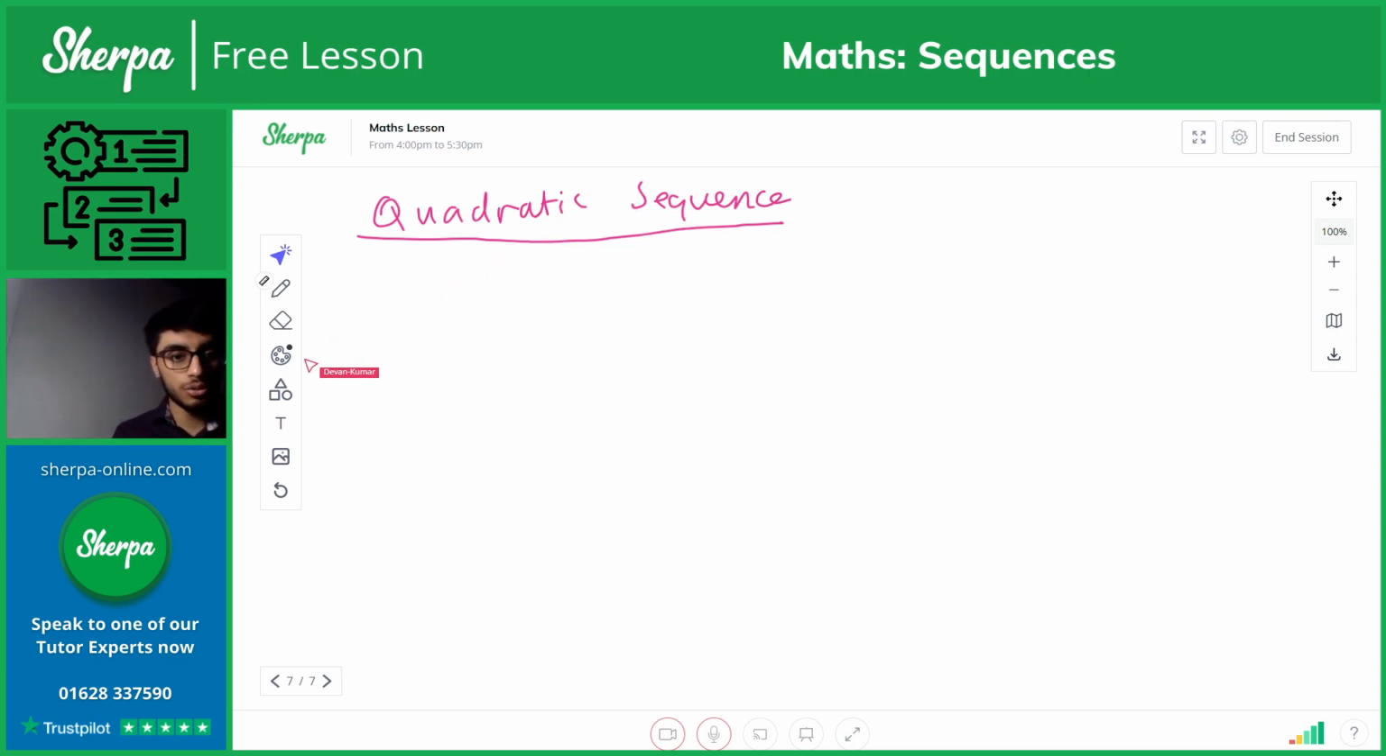So as usual, we have the first term, we're going to call U1. Hope you're used to that notation by now. And then we have U2, U3, U4, and so on. So that just means the first term, the second term, the third term, and the fourth term. Now, the general form of a quadratic sequence is as follows.